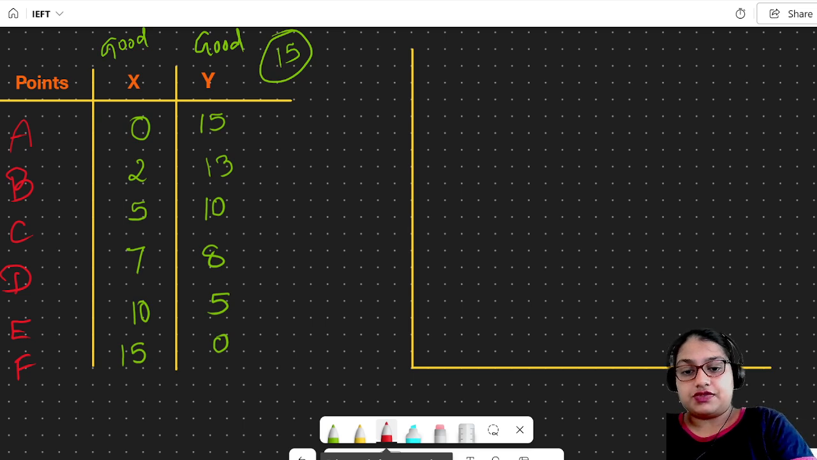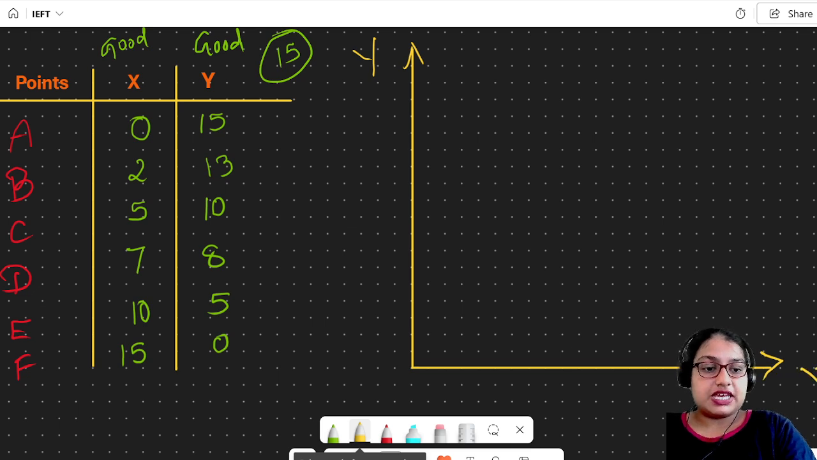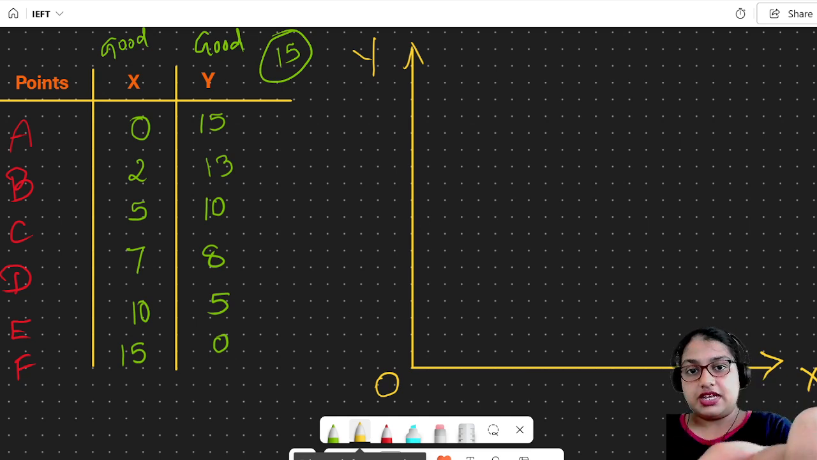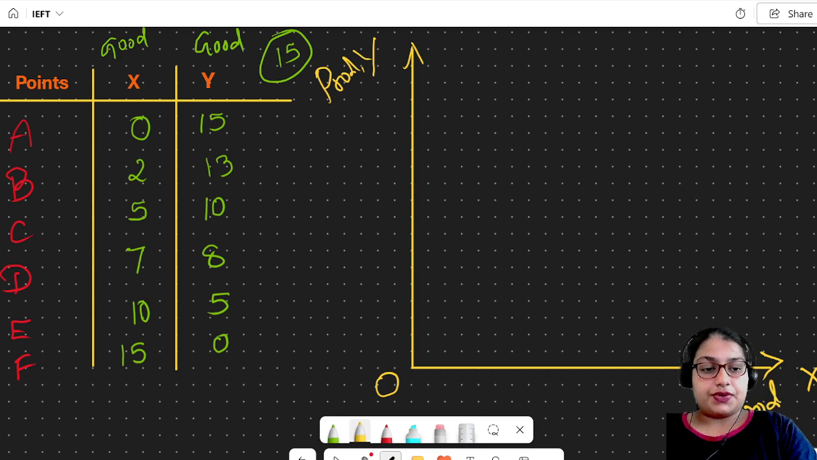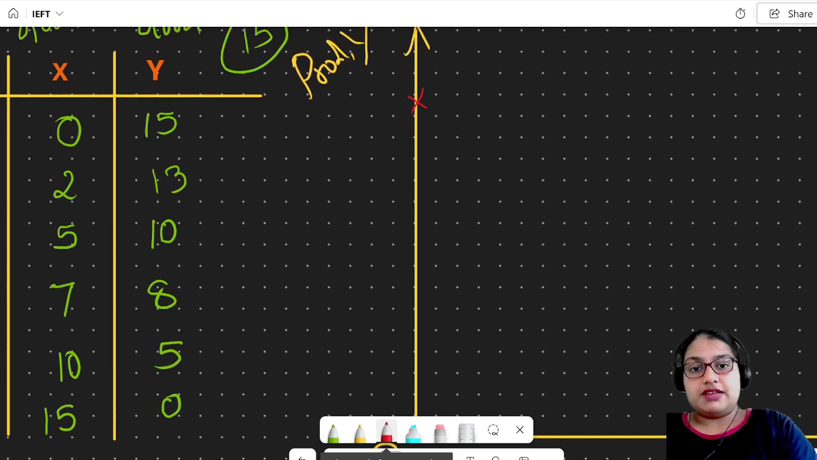Okay, now I have to mention one more thing. This is my y-axis, product Y will be here, and this is my x-axis, product X will be here. This is the origin. Okay, y-axis, x-axis, you can write like that. Along with that you can write, this is my product Y, and this is my product X. You can write like that. Okay, now I have point A. X-axis is 0, okay, and y-axis is 15. So point A will be here.